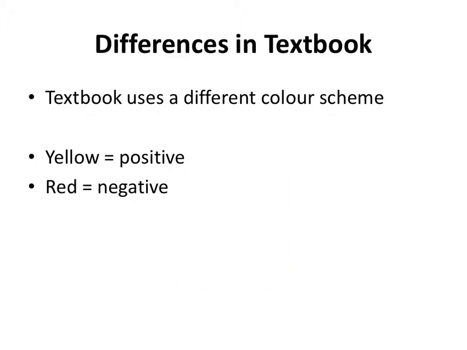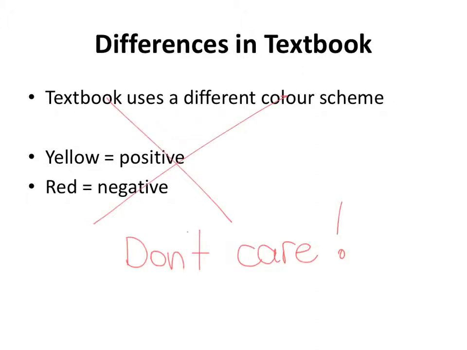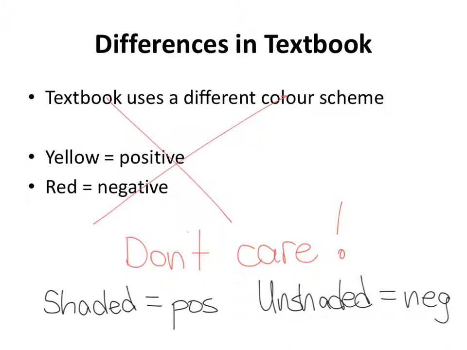Keep in mind that in class we discussed how your textbook uses a different color scheme. Your textbook says that yellow tiles are positive and red tiles are negative. Well, guess what? We don't care what your textbook thinks in this case. We always stick with what we've already said. Any tiles that are shaded will be considered to be positive, and any tiles that are unshaded are considered negative.